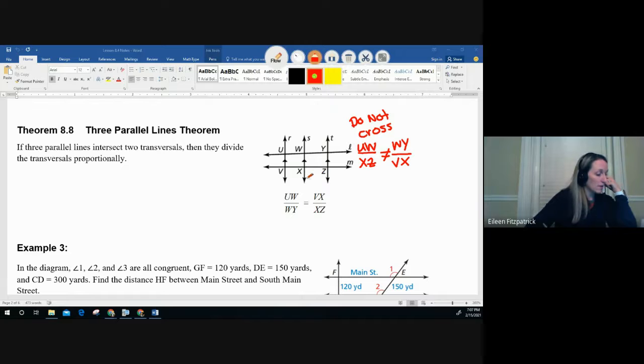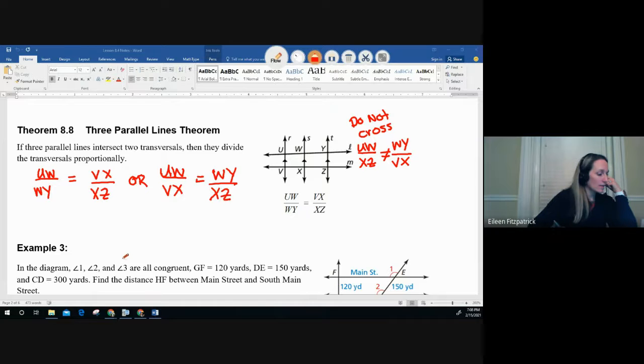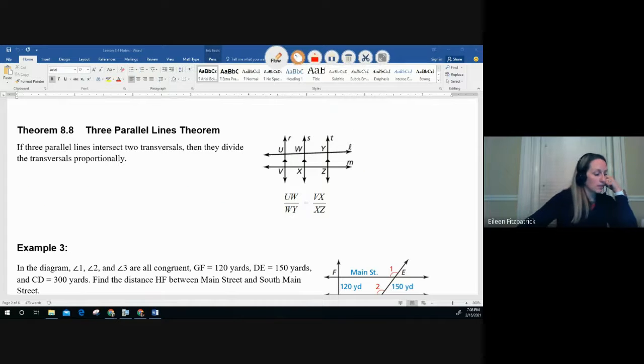And that's just one of the many. You could also say that UW to VX is equal to WY over XZ. So lots of different options of how you could set them up, okay? All right, so example 3.